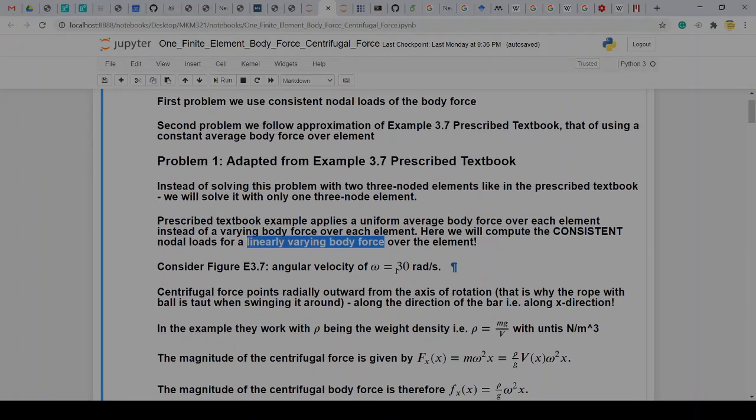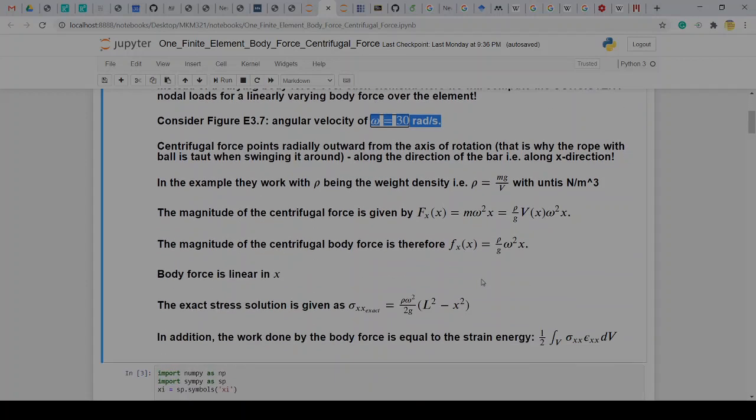In the example of the textbook, the angular velocity is 30 radians per second, and we can do a couple of computations. So what is the weight density? The weight density is really just the weight, which is mg, divided by the volume, so it's Newton per meter cubed. The centrifugal force is essentially m omega squared x, the force due to the fact that the thing is spinning around, and that is where the linearly varying body force comes in.